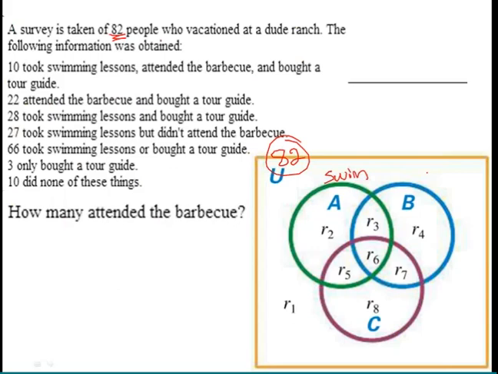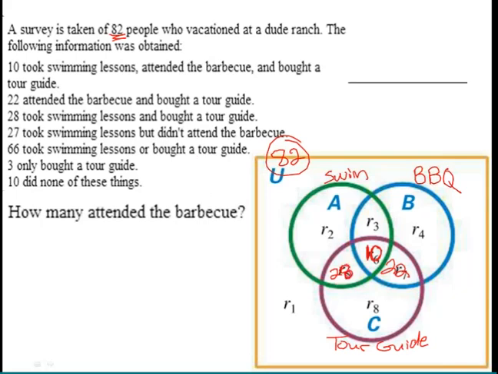Then some attended a barbecue, so we'll put barbecue as set B. And then we have our tour guide down here. Okay, so 10 took swimming lessons, attended the barbecue, and bought a tour guide. That means that 10 people did all three. And 22 people attended the barbecue and bought a tour guide. That means they overlap with barbecue and tour guide, so we put the 22 here in region 7. And it says 28 took swimming lessons and bought a tour guide, so we label this 28. It's the intersection of swim and tour guide.